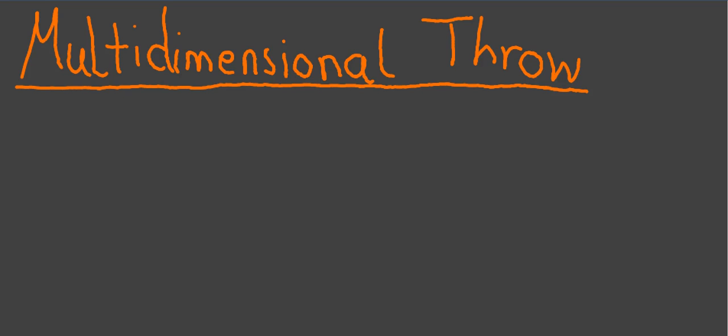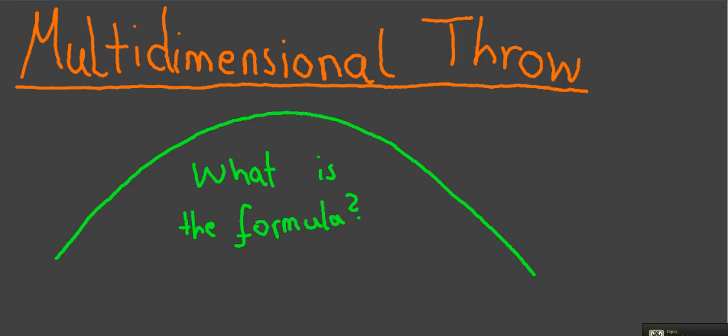Hello YouTube! Today we are going to talk about multidimensional throwing, and it's actually quite interesting because it's quite easy if you compare it to our last video where we talked about throwing in one dimension. Multidimensional throwing is really not much more. What do we have when we have multidimensional throwing? Well, we have some kind of parabola our object travels on, and that's really all there is actually.